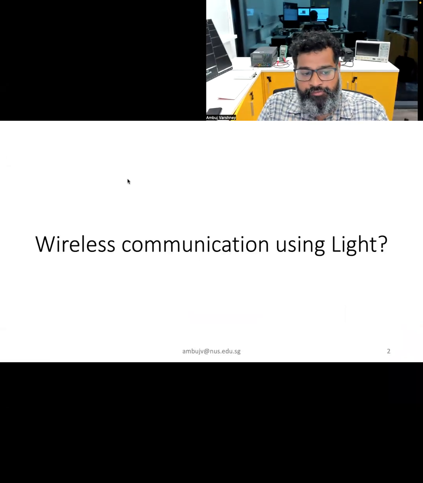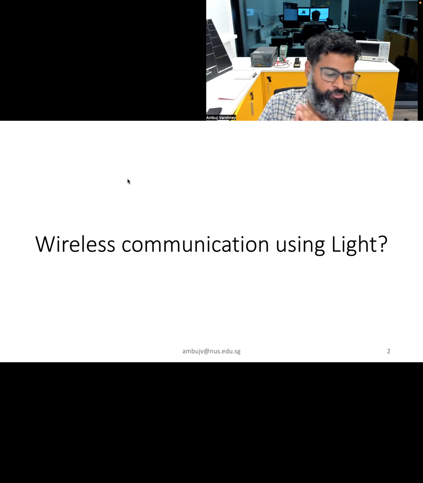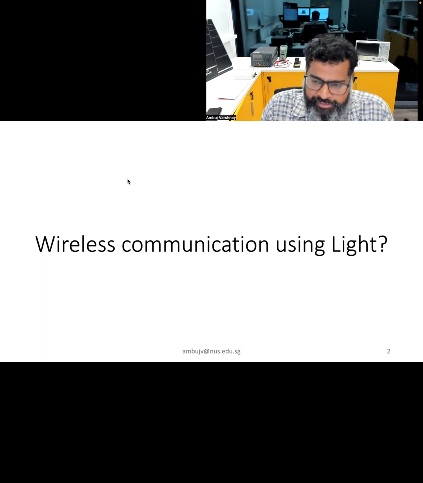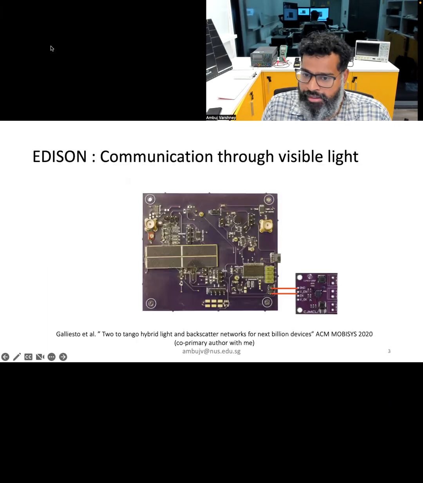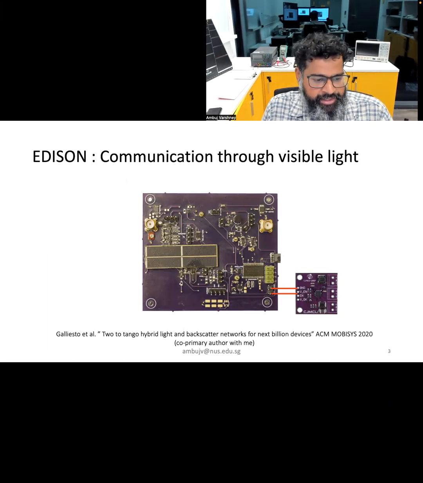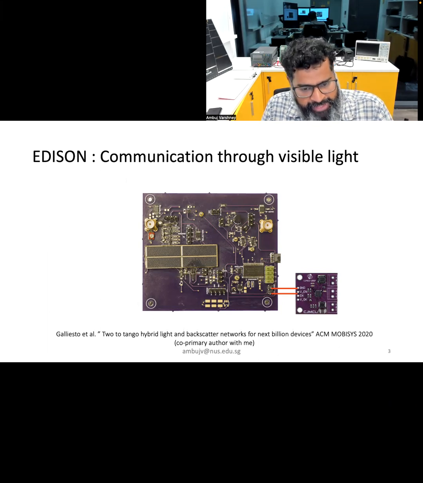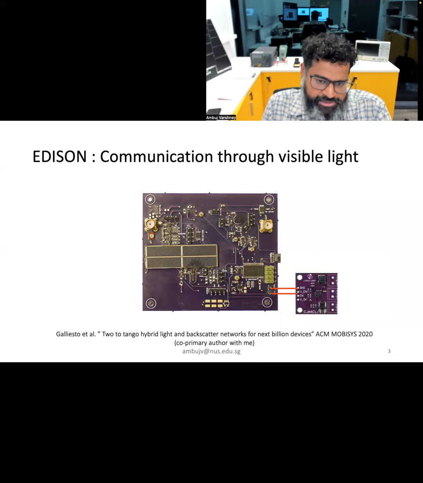In the last part of the lecture, we are going to briefly talk about communication using inductive coupling and light. So we are just going to give you a brief overview of these two important topics, but we are not going to cover them in great detail in this course. To understand visible light communication, I'll take a case study of one of the systems that I had developed together with colleagues in Spain, which was presented at a major conference, ACM MobiSys in 2020.